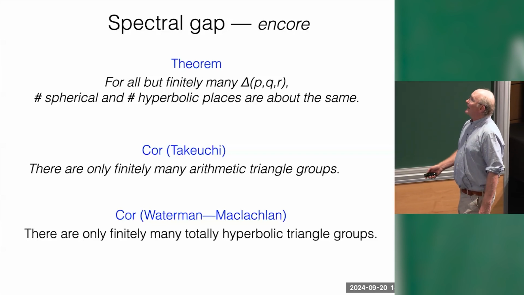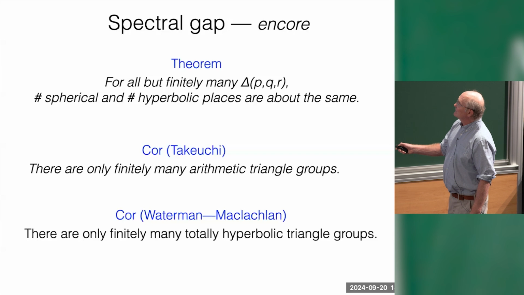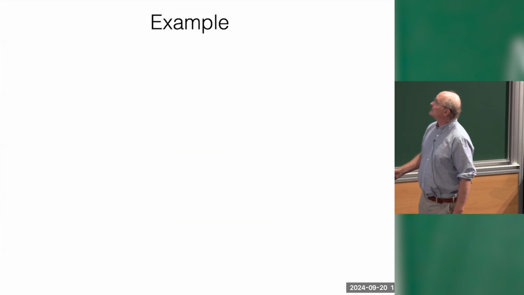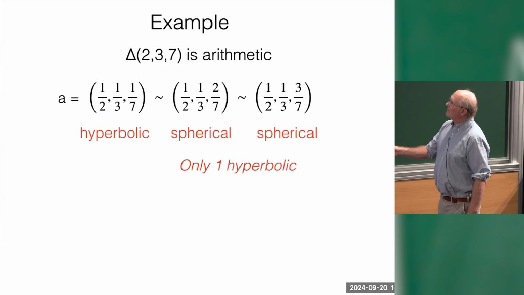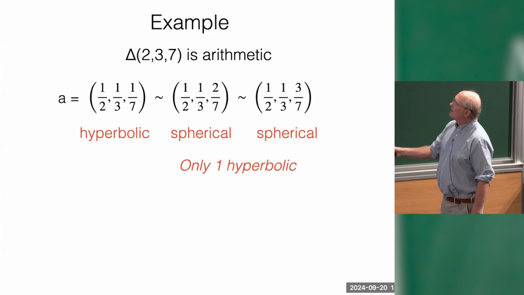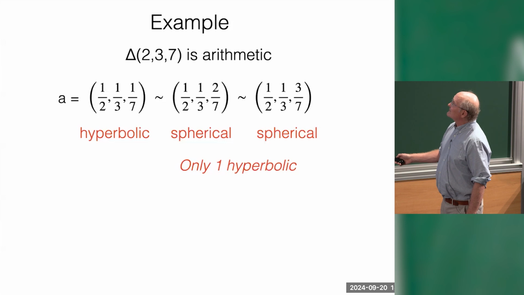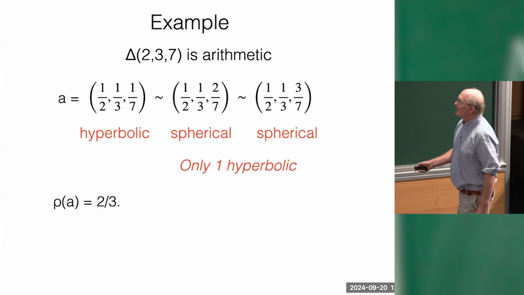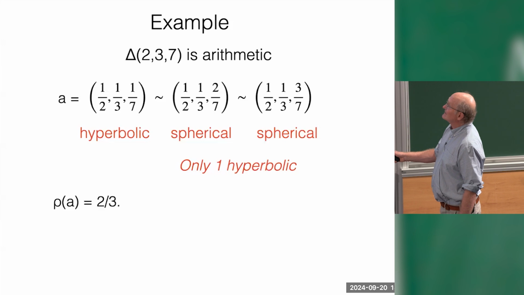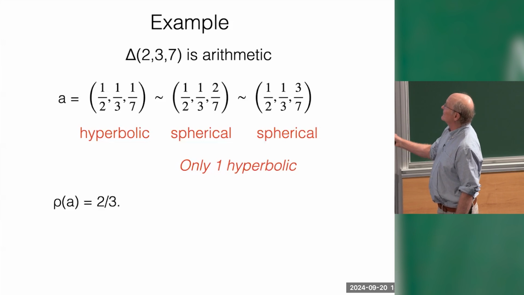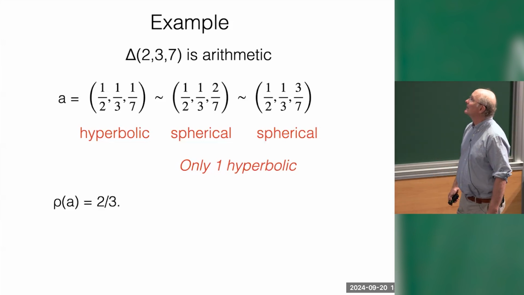So let me just explain with two examples what these two words, arithmetic and hyperbolic, mean. An arithmetic example, like (2,3,7), has the property that it's a hyperbolic triangle, but all its Galois conjugates are spherical. So there's only one that's hyperbolic. In this case, the ramification density is large. It's 2/3, and there are only 3 conjugates, mostly spherical.